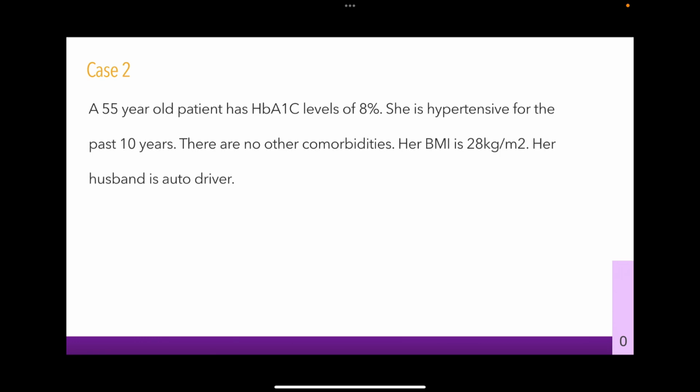Okay, let's see the second case. A 55-year-old patient has HbA1c levels of 8%. She is hypertensive for the past 10 years. There are no other comorbidities. Her BMI is 28 kg per meter square. Her husband is an auto driver. What are the things you should look into?